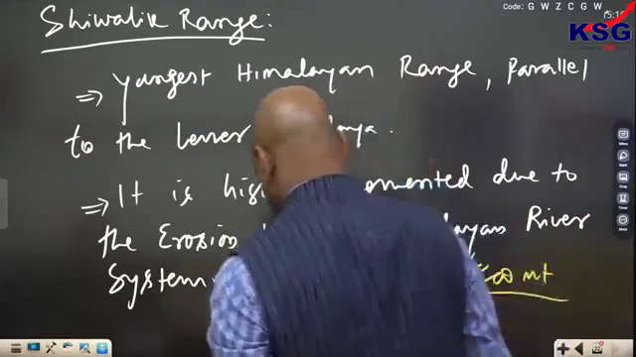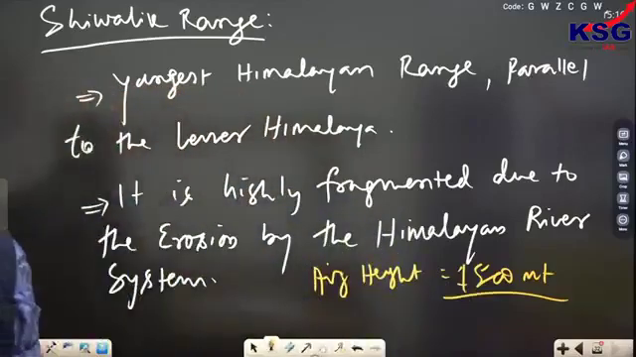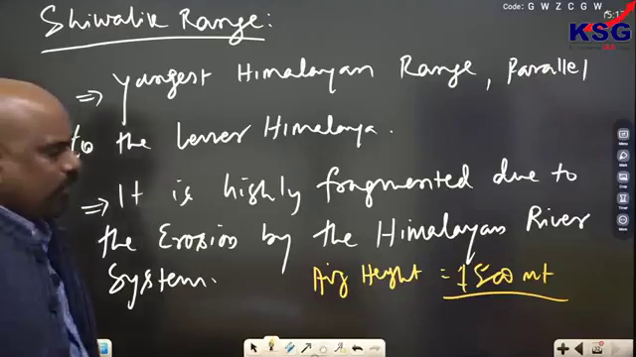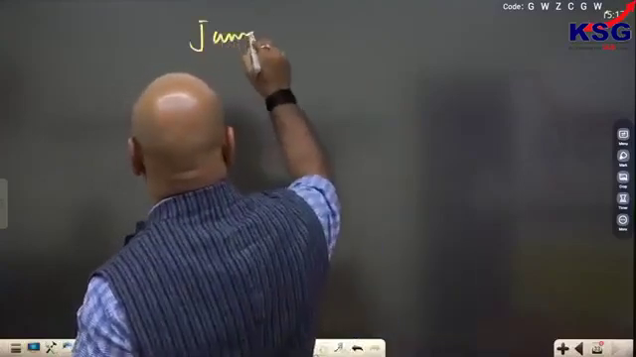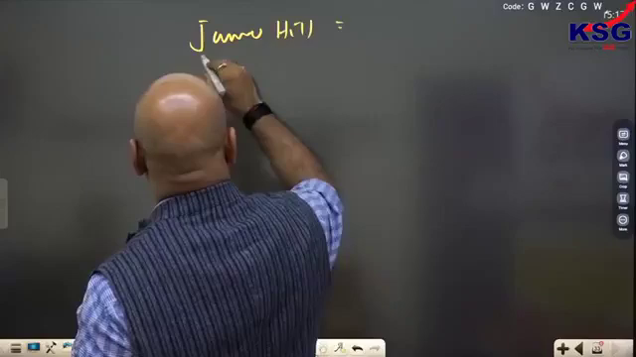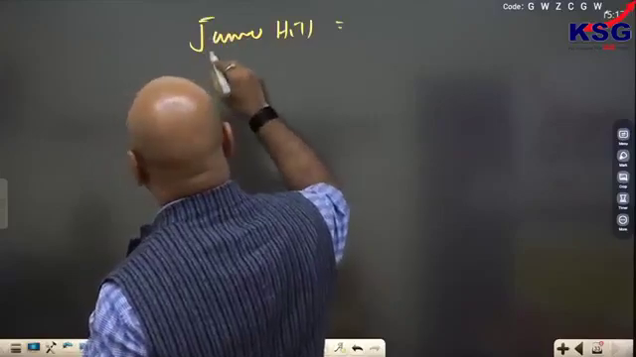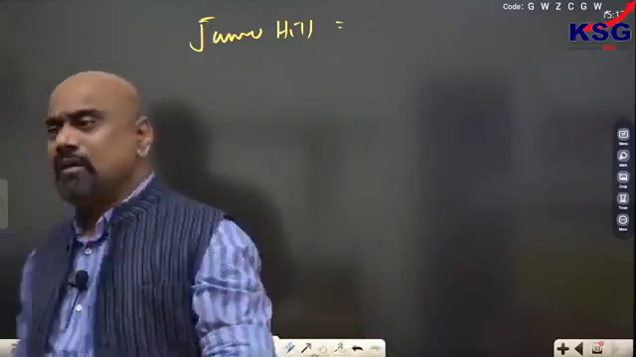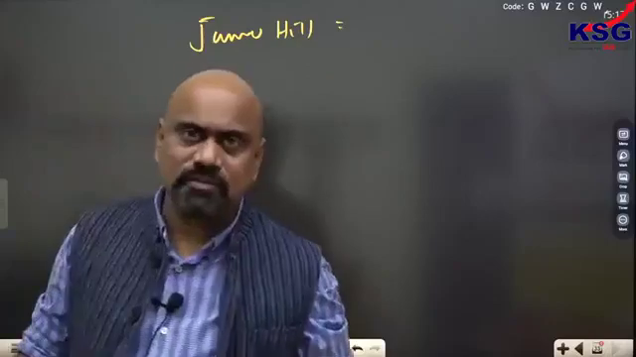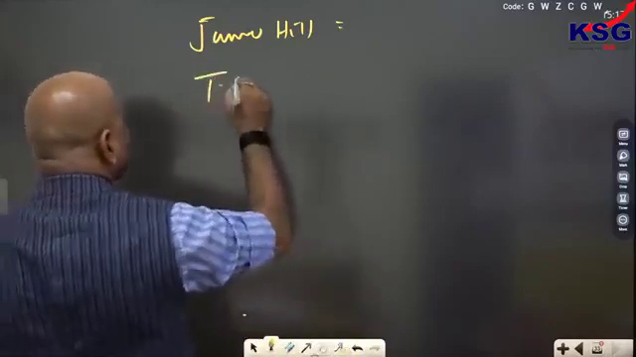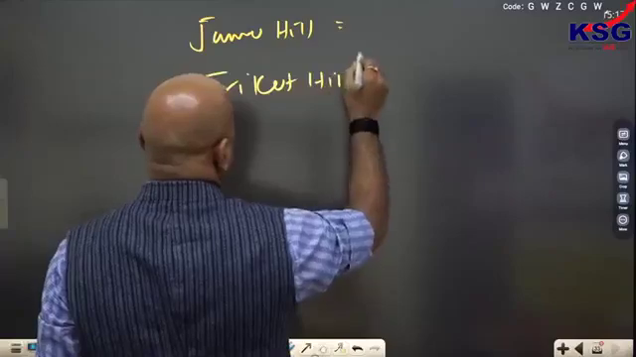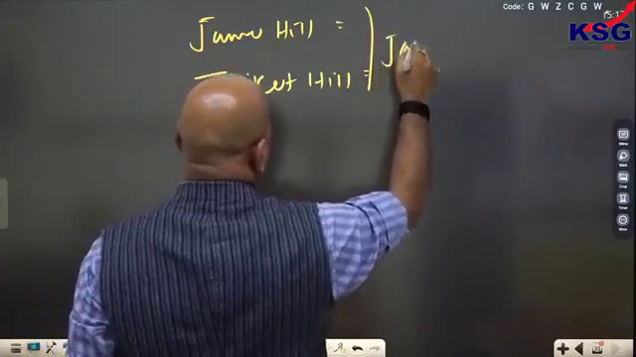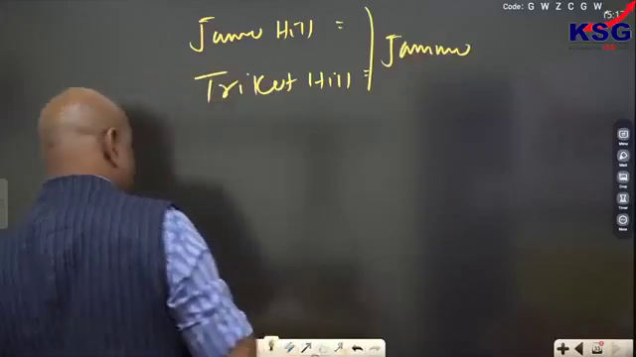Highly fragmented it is. It has different names at different places also. You have Jammu Hill, a good example here. Then the Vaishno Devi shrine is located on this part, near Katra, in these hill regions. Trikut Hill. Both in Jammu. Okay, they are good examples here.